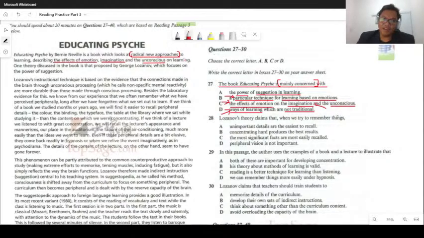The effects of emotion on the imagination and unconscious on learning. Okay, learning. A has, D has. One theory discussed in the book that is proposed by George Lozanoff, which focuses on the power of suggestion. Now the power of suggestion is also in A. Now, you can see here that all the keywords are actually mentioned in the first paragraph. That's why, when it comes to just highlighting the keywords, this is not enough for main idea. So what do you need to do?